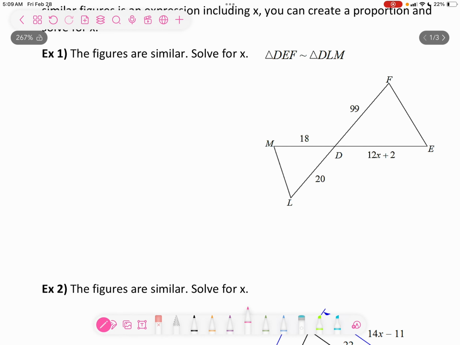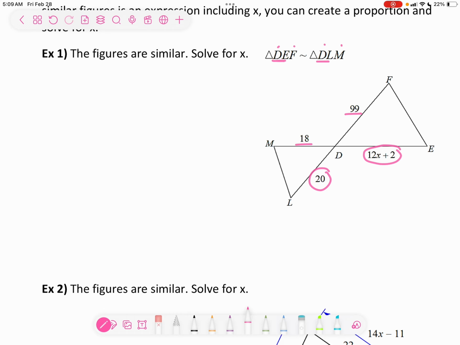Looking at this triangle, notice we have a similarity statement saying that they're similar. Triangle DEF is similar to triangle DLM. We have our two triangles that meet at point D, and then we have this side that includes x, 12x plus 2. So we definitely have to use that side length in one of our ratios. Starting there, DE corresponds to DL, and DL is 20. And then DF corresponds to DM, so DF, which is 99, corresponds to DM, which is 18.